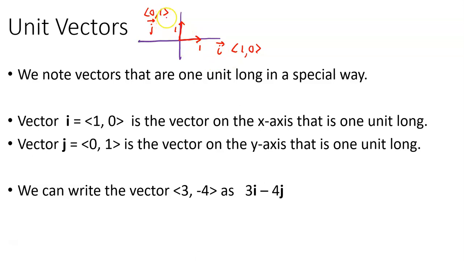So i is the unit vector that goes along the x-axis, j is the one that goes along the y-axis. Now that means we can write any vector as what we call a linear combination of i and j. So if you tell me that this vector 3, -4 goes 3 in the i direction, and then -4 in the j direction, that means it goes 3 units to the right and 4 units down. I can write it as an equation, or an expression, 3i minus 4j, and that's written as what they call a linear combination of i and j.